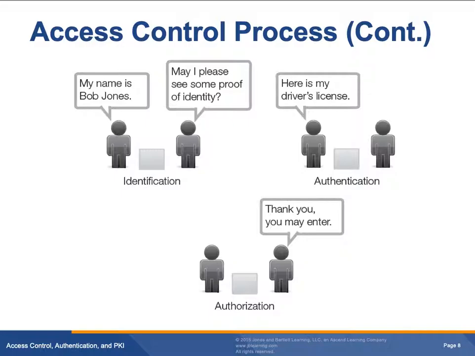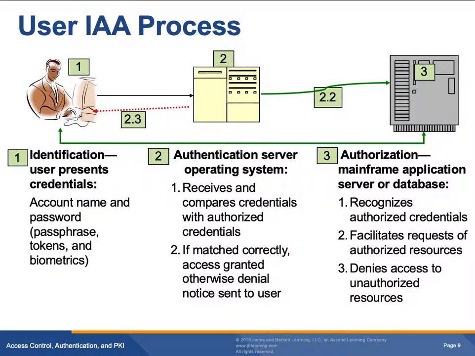So I'm going to gloss over this one because we talked about it. Use of the IAA process. This is a little more specific. You see the numbers along the way, one up on top and one down below, and 2 up in the middle, and 3 up on top in the middle as well. Number 1, identification. User presents credentials. That could be something like the account name and password. Could be your ATM card and PIN number, for example.